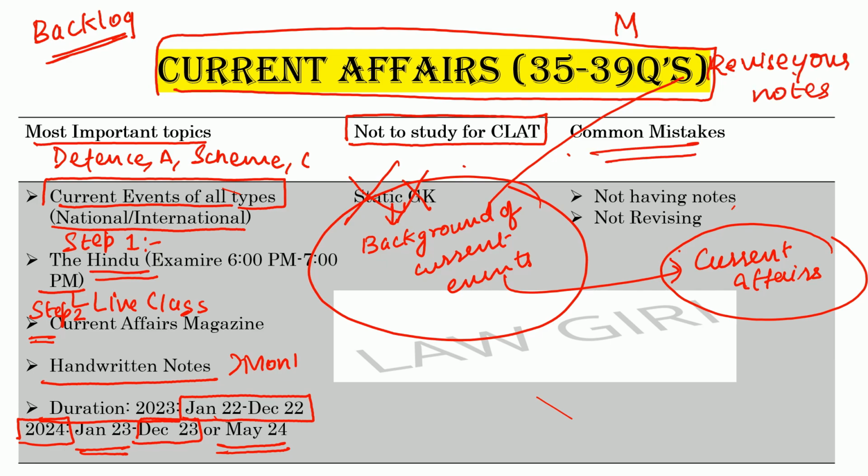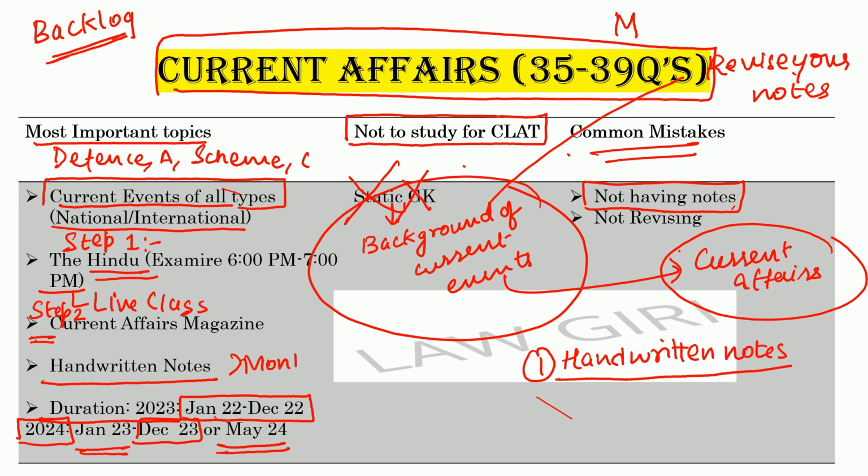Okay, now common mistakes: not having notes. This is one of the biggest mistakes. Students might have read the newspaper every day, but by the end of it, they are not able to remember most of it, and they don't have anything to revise from. So it is very important that you have something to revise from. So number one, if you are going for handwritten notes, which I suggest you should, that would be great.